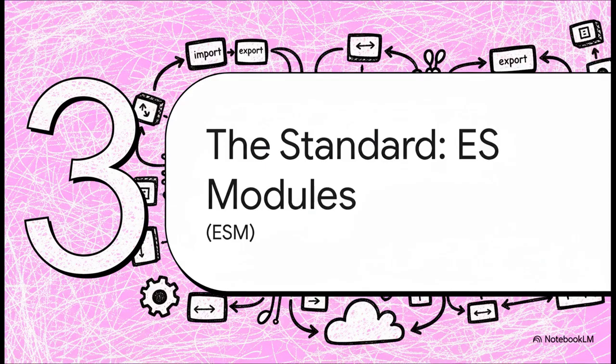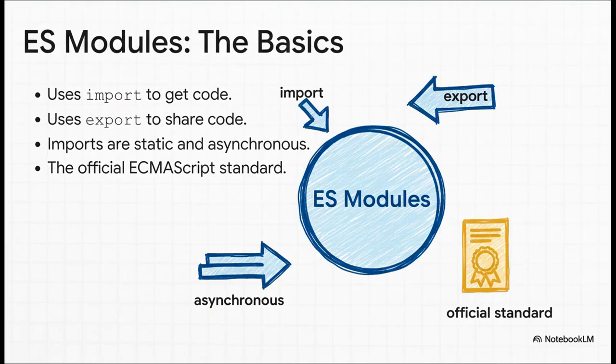Now, CommonJS was created just for Node.js, but the rest of the JavaScript world eventually caught up and created an official standard way to do modules. And that brings us to ES modules, or ESM. ES modules just feel a bit more modern. Instead of require, you use the import keyword. Instead of module.exports, you just use export.